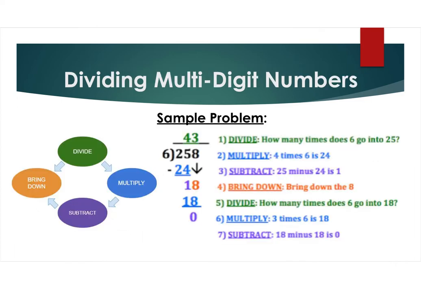So, sample problem. I'm going to take 258 and divide it by 6. I say, well, how many times does 6 go into 2? Well, 6 cannot go into 2, so I have to go on to the next number. How many times does 6 go into 25? 4. And then I take 4 times 6 to get 24. And then I subtract. And then I have to bring down the 8.